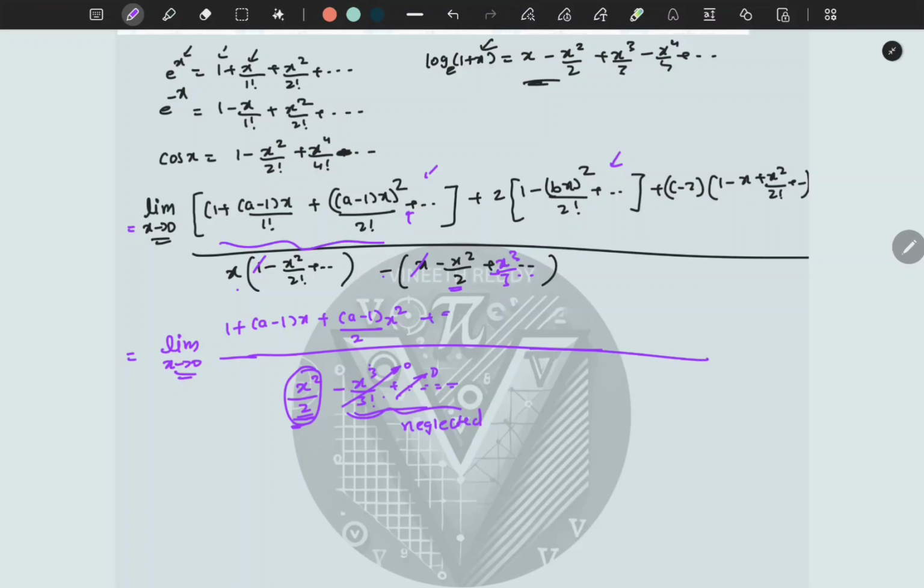And here we can write this as 2 into 1 is 2 minus 2, this 2 and this 2 get cancelled. So we get b square x square. 2 into 2 divided by 2 is 1. And all the other terms can be neglected here. Again here also we can write this as plus c minus 2 into 1 is c minus 2, and c minus 2 into minus x should be minus x times (c minus 2), and plus x square divided by 2 this term into (c minus 2). I hope you are with me.